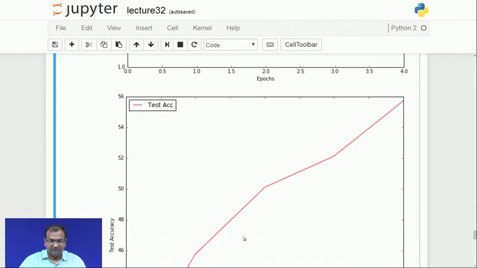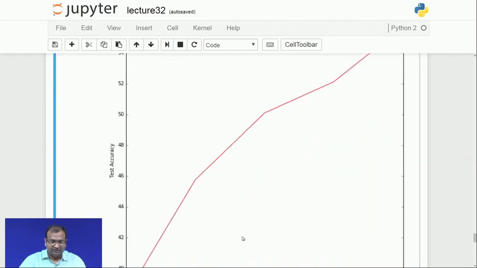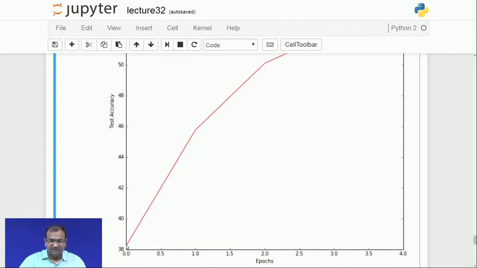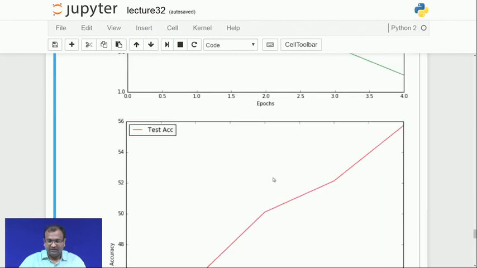Now, if you look at the accuracy over there, it starts very low at about 38 point some percent, and then at the end it goes quite high to about 56%. Now, not an impressive figure, but definitely there is an increase of roughly 18% that you get just by training it for 5 epochs.